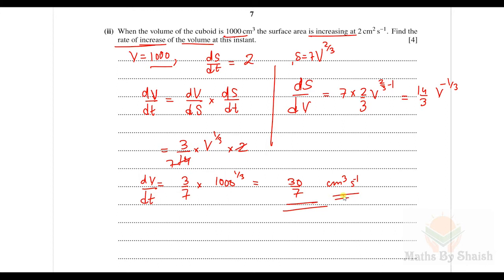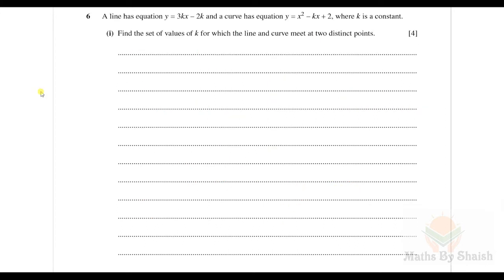Let's do the sixth question. Question number 6: a line has equation y is equal to 3x minus 2k, and a curve has equation y is equal to x square minus kx plus 2, where k is a constant. Find the set of values of k for which the line and curve meet.